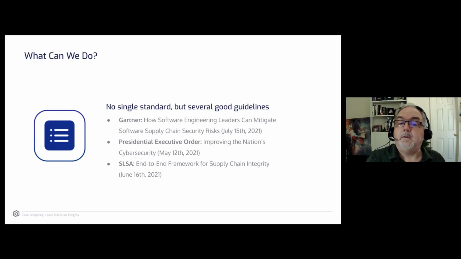And the SLSA effort, originated at Google and now driven by the Open Source Security Foundation, is working on an end-to-end framework for software supply chain integrity. I'll discuss highlights from all of these sources.